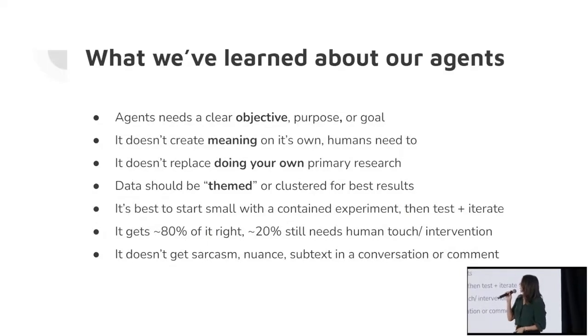A few other things that we've learned about our agents. As I said before, they need a very clear objective or purpose. You need to understand what they're trying to do before you start building them. There are a lot of great tools out there that you can chain together, but if you don't have a good understanding of what you're trying to solve or accomplish, it tends to get pretty muddled. It doesn't create meaning on its own. Humans still need to do that. There's that little nuance, that little in-between that I think humans are still really good at.